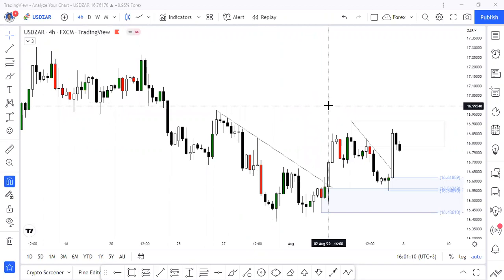So we should be careful in making our decisions, and we should not hurry in taking trades unless we have a clear confirmation.